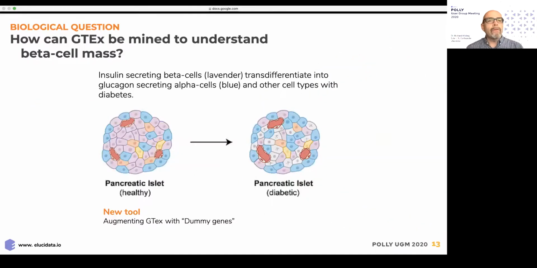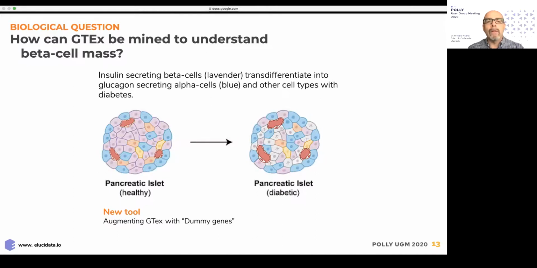And so this raises a second biologic question that we'd like to get at: how can GTEx be mined to understand beta cell mass? I need to give you a little bit of background to be able to understand this question. So in the pancreatic islet, there are a number of different types of cells.